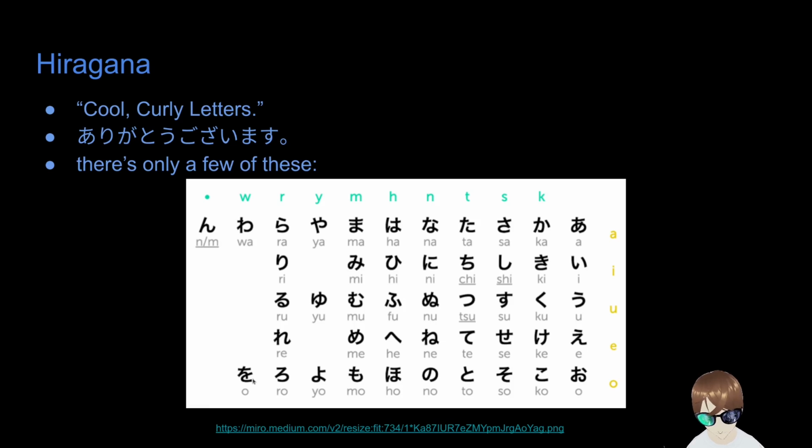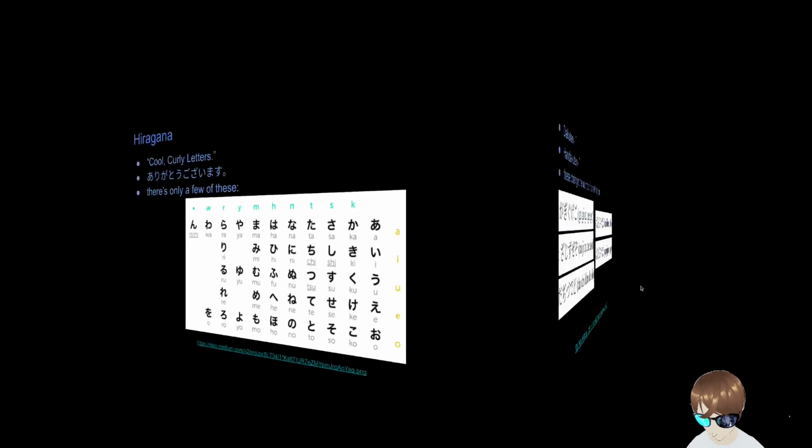I think there's a very small number of WO words, maybe one or two. I don't really remember. But usually WO is actually just pronounced O because it's a particle, which I explain later. Yeah, there are some parts also missing here. I think there used to be a WE one, but that one's not common anymore, so no one uses it. But that's pretty much the whole chart.